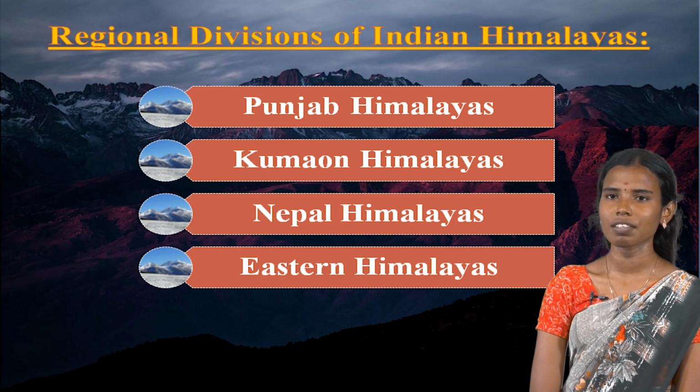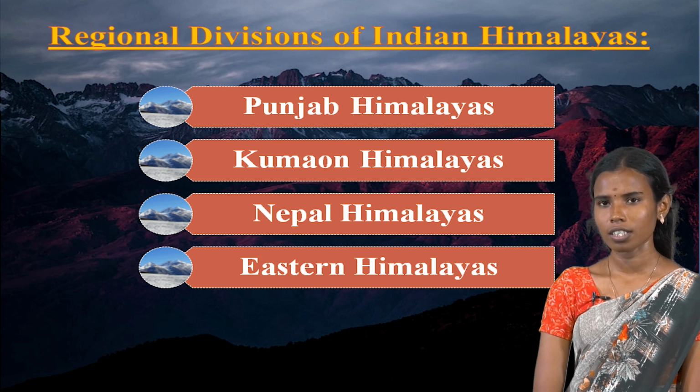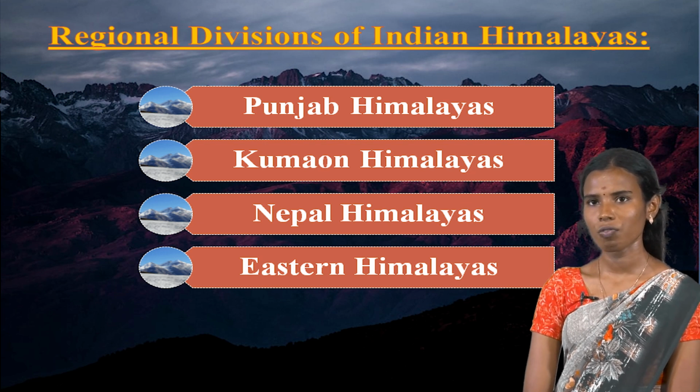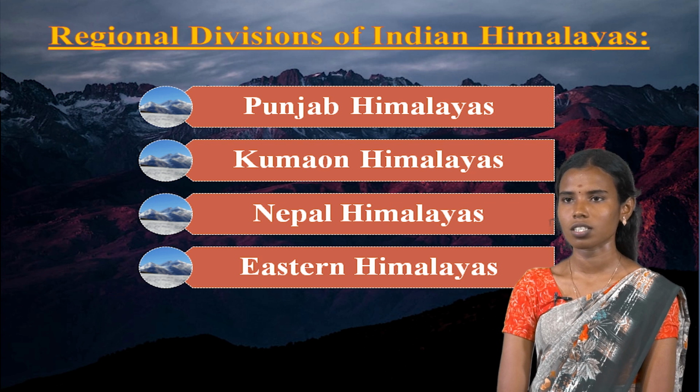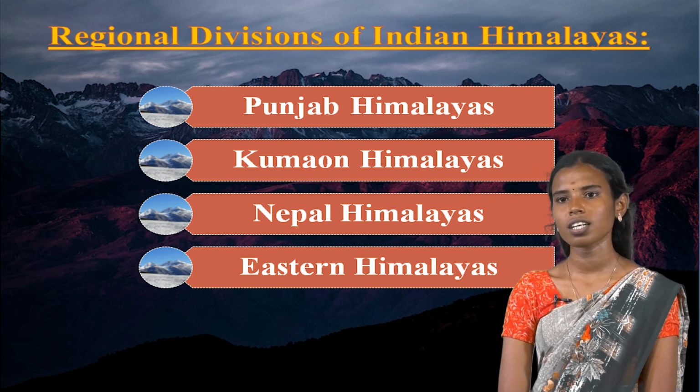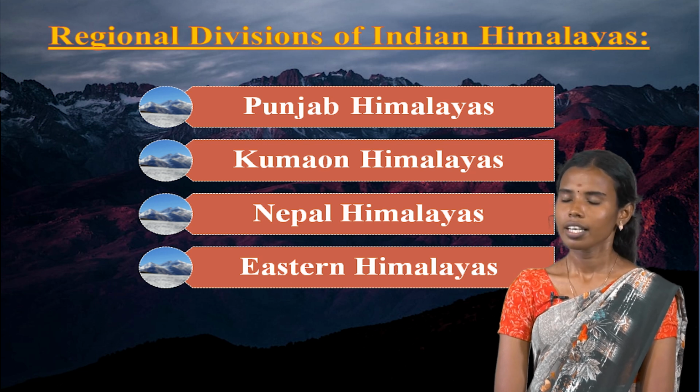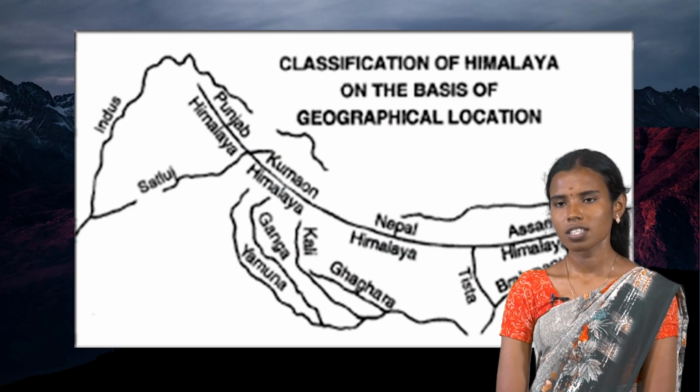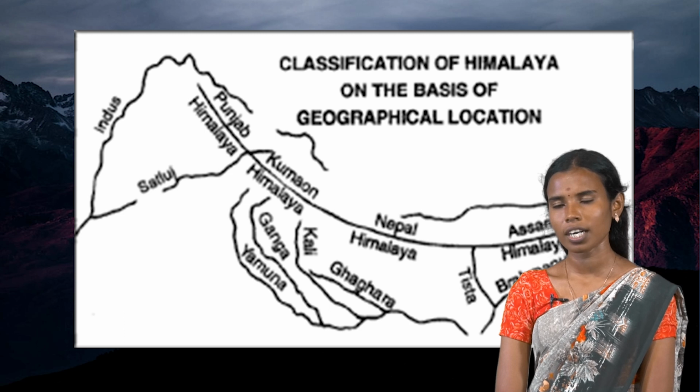Next, the regional division. Before we discuss the major divisions, now we are going to discuss the regional divisions of the Indian Himalayas. The first one is the Punjab Himalayas, then the Kumaon Himalayas, then the Nepal Himalayas, and the Eastern Himalayas. So, this is the map which shows the Punjab, Kumaon, Nepal, and the Assam Himalayas.